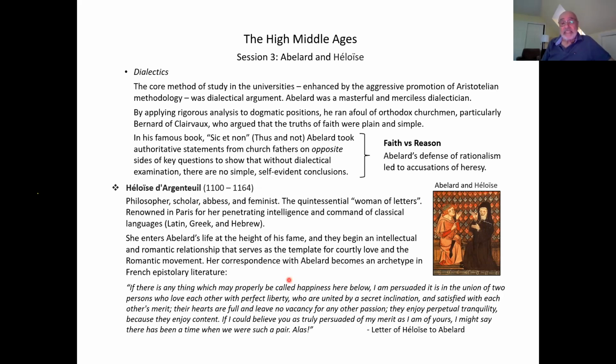Her correspondence with Abellard, her letters back and forth with Abellard, become an archetype in French tradition of letters, the epistolary literature in French. And I quote one of her letters at the bottom: "If there is anything which may properly be called happiness here below, I am persuaded it is the union of two persons who love each other with perfect liberty, who are united by a secret inclination."